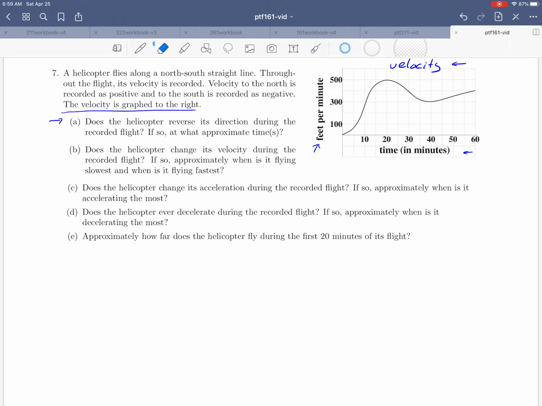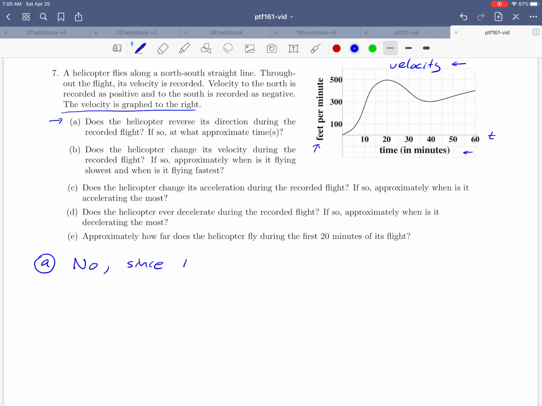Okay, so what about the question then? Does the helicopter ever reverse its direction? Look at the graph again and notice that the graph is always positive. It's always above the t-axis. What does that mean in terms of the direction of the helicopter? Well, if you look back at the statement of the problem, it means that the helicopter is always flying to the north, always. And if it's always flying to the north, there's never a change in direction. So thinking about it that way, we would have to answer part A, no.